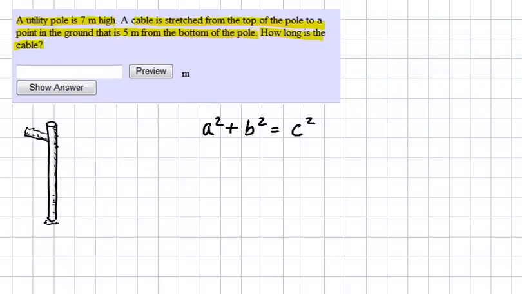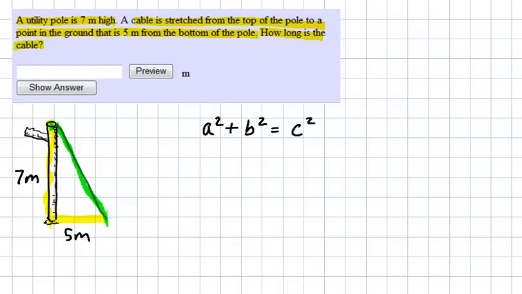So I've drawn a picture down below here. This one just screams for a picture. So we've got the utility pole, which is 7 meters high. And then we've got a cable that is going from the top of the pole down to a point on the ground that is, what's it say, 5 meters? So this distance here looks like it's 5 meters, so I'll go ahead and label that. And what they want to know is how long is the cable.